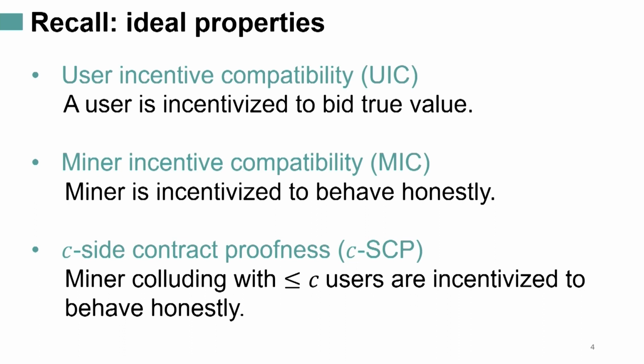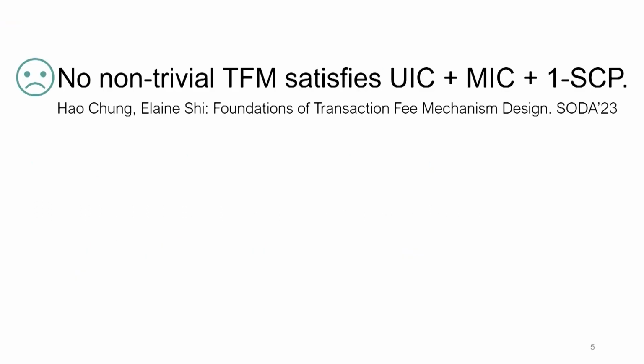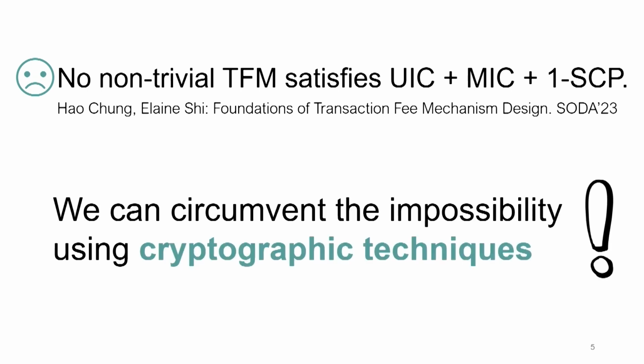Yeah, so for this, such a miner-user coalition is also incentivized to behave honestly. For simplicity in this talk, I'm going to talk about the results where c equals 1, so the miner colludes with only one user. Unfortunately, we learned from the last talk that there is no non-trivial transaction fee mechanism that satisfies all three properties. So this is quite pessimistic. So we ask, can we circumvent this impossibility result? And the answer is yes. We can circumvent it with cryptographic techniques.